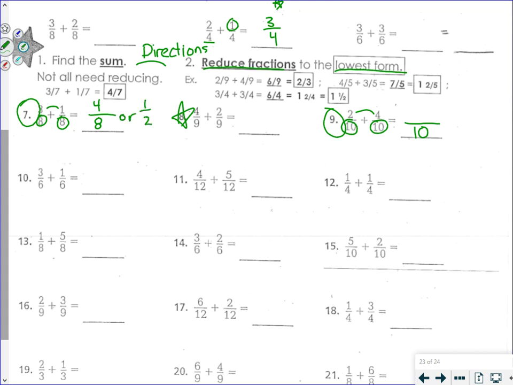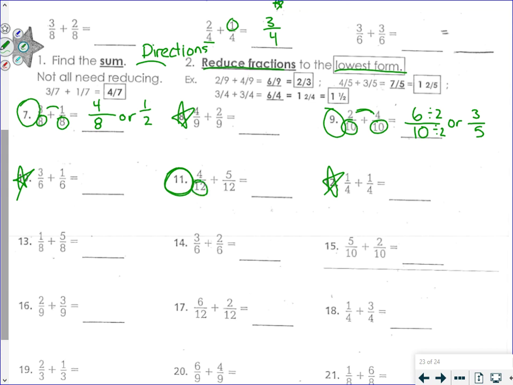Okay. So we have 2 plus 4. That gives us 6. That can be reduced to, if we divide by 2, we have 3/5. Okay. This one's going to be extra practice. We'll do this one together. Okay. All right. So try 11 by yourself. Pause the video.